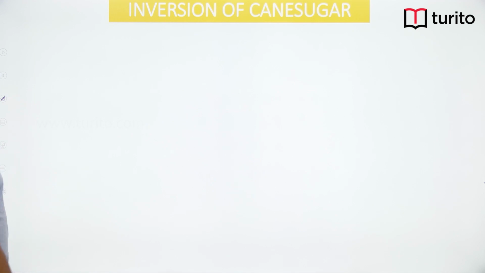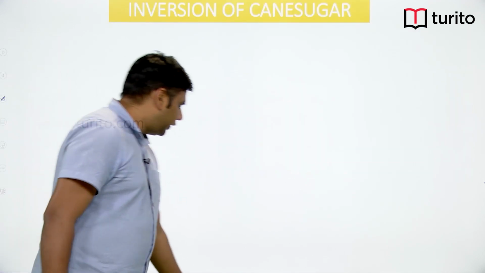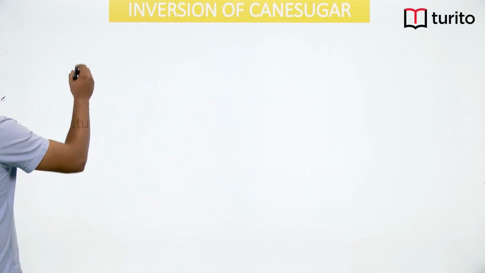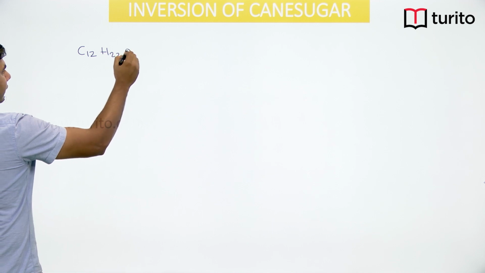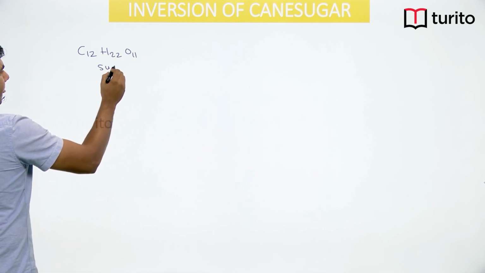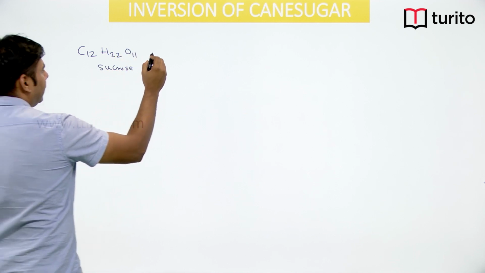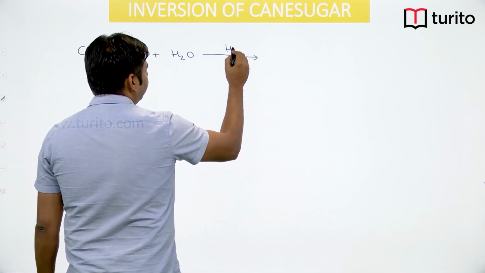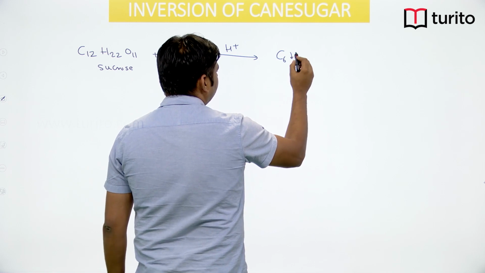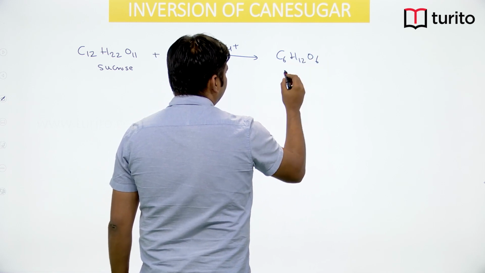Okay. So now let us consider the inversion of cane sugar. So this is again a very important concept. So suppose we are having sucrose. Sucrose is basically C12H22O11. Now, when you hydrolyze this in acidic medium, we get a molecule of glucose and a molecule of fructose.